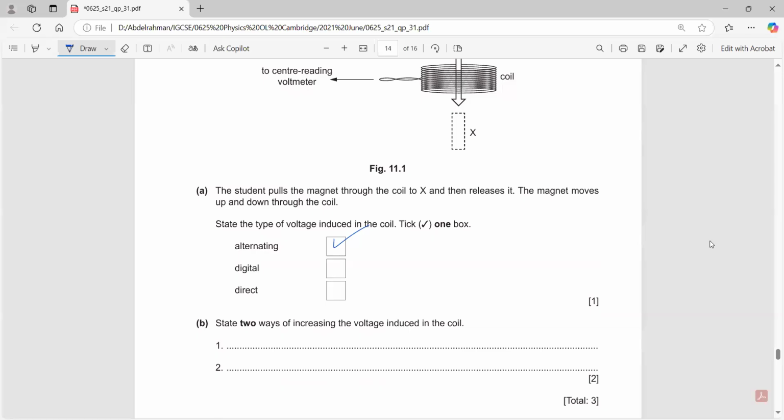How can I increase the voltage? Can I increase the strength of the magnet? Yes. Can I increase the speed? Okay. Can I increase the number of turns on the coil? Yes. Okay. Increase the strength of the magnet. Increase the number of turns on the coil.